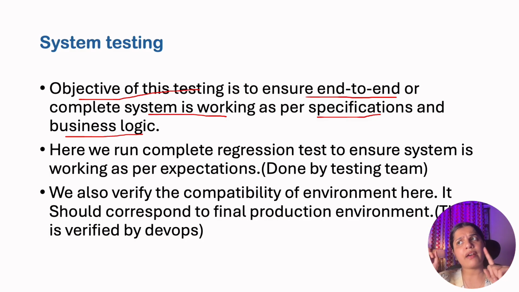So now, because we have done testing of the small functionality, and we have done testing of the modules and subsystems, over here we'll perform testing on the complete system. Okay. So here we run a complete regression test to ensure the system is working as per expectation. So these automation cases were written in the last level, right? And we are running these automation cases on the complete system to understand that this system is working end to end and nothing is breaking, right? So this is called system testing.